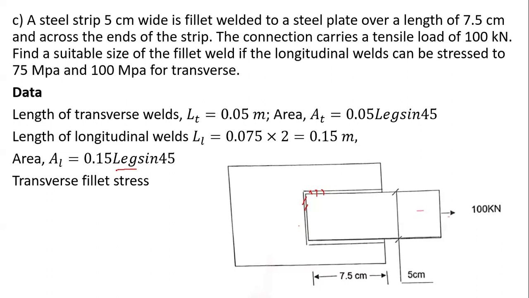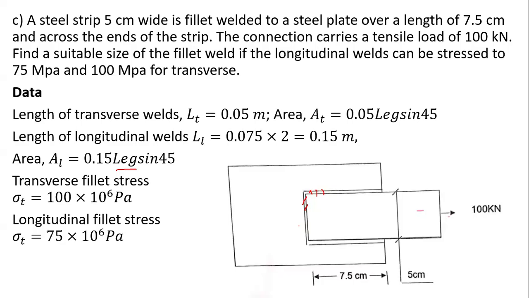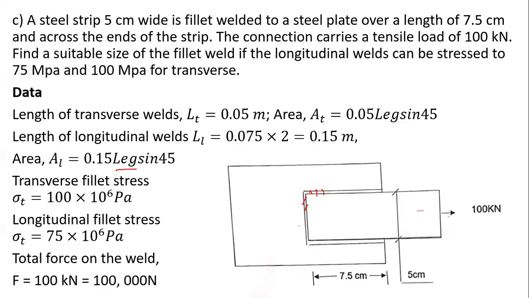The transverse fillets are under a stress of 100 million pascals. What about the longitudinal fillets? They are under a stress of 75 by 10 power 6 pascals. So that is for the tensile stress. Then what about the total force on the weld? It means we'll have to add, but for now, the force acting on the weld is just the one you can see there as 100,000.